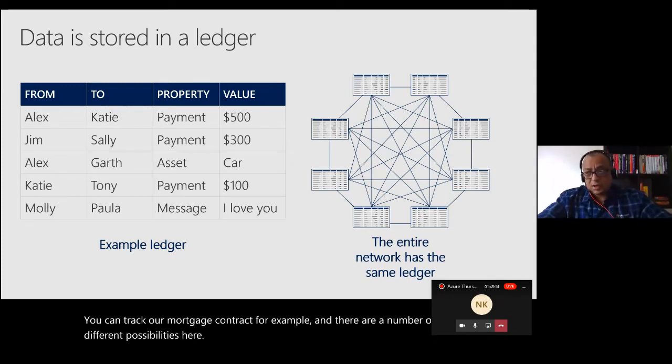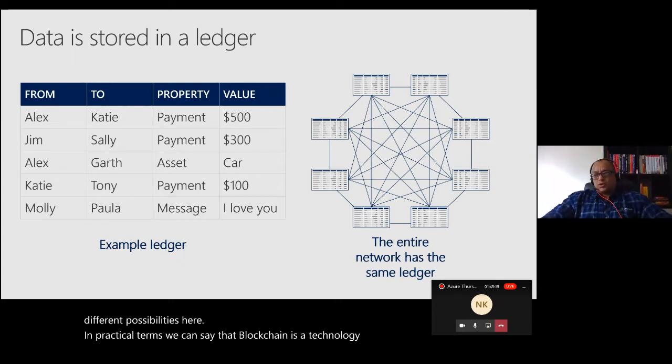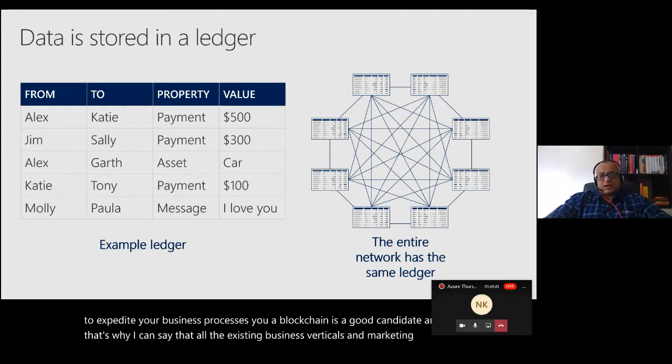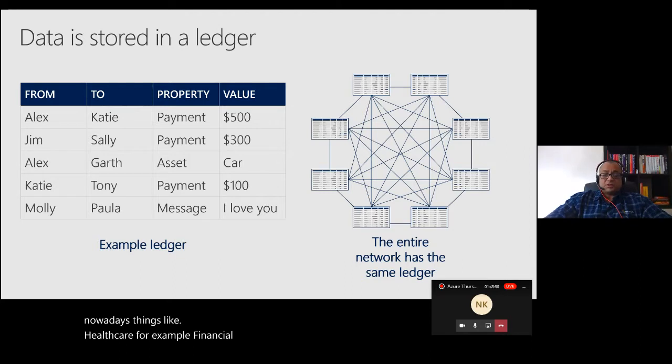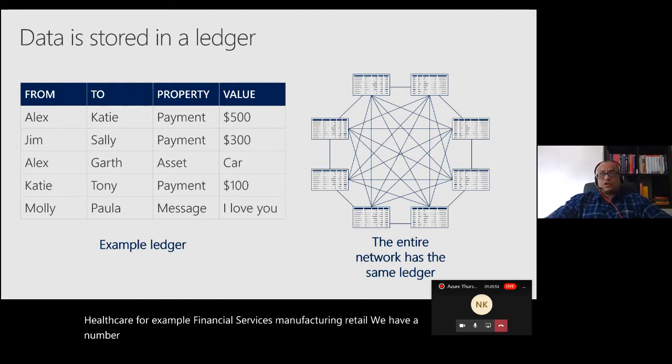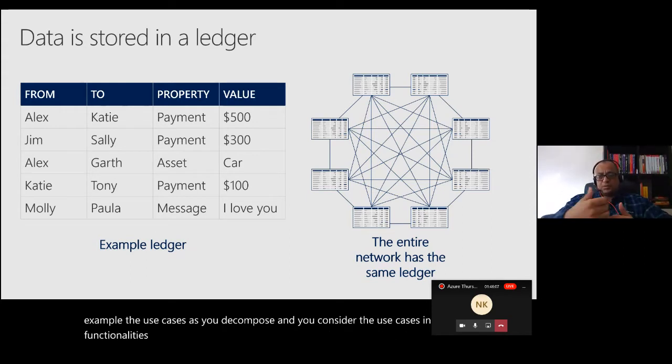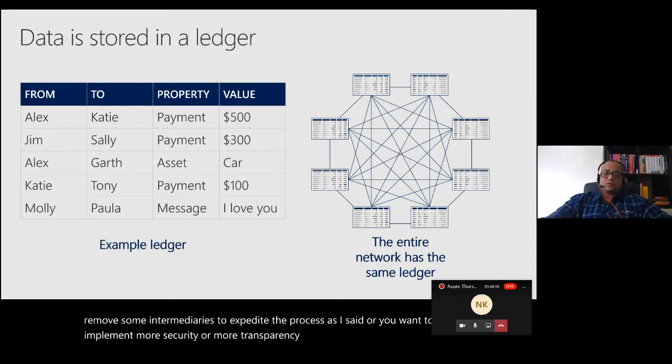In practical terms, we can say that blockchain is a good candidate for all the situations and scenarios where you need more security, transparency, the collective ownership of data, and also to remove intermediaries, for example, to expedite your business processes. That's why I can say that all the existing business verticals and market niches nowadays, things like healthcare, financial services, manufacturing, retail, have a number of examples. When you decompose the business processes into use cases and functionalities, all the points and scenarios where you can remove some intermediaries to expedite the process, or you want to implement more security or more transparency, we can use blockchain.